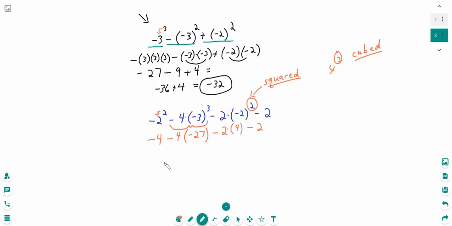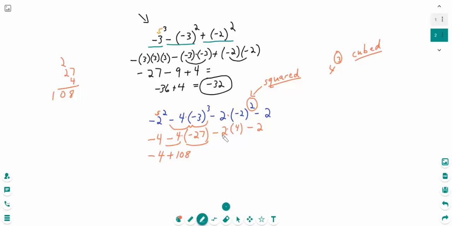Now we can look through this and do our order of operations. We're going to do our multiplication first, and we should recognize that we have a multiplication problem right here. So we have our negative 4 being multiplied by a negative 27. Well, a negative times a negative is going to be a positive. So we can right away say our answer is going to be a positive. And then we have to multiply out 27 times 4. If you can't do that in your head, just do it off on the side here. I think I did that right. So that's going to be plus 108, right?